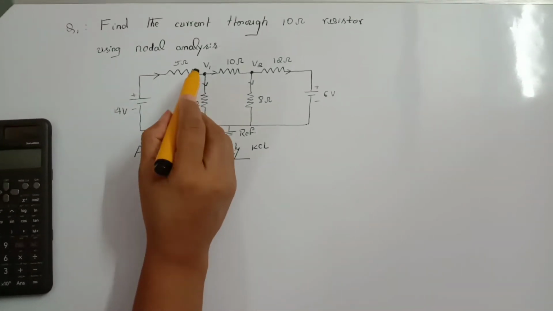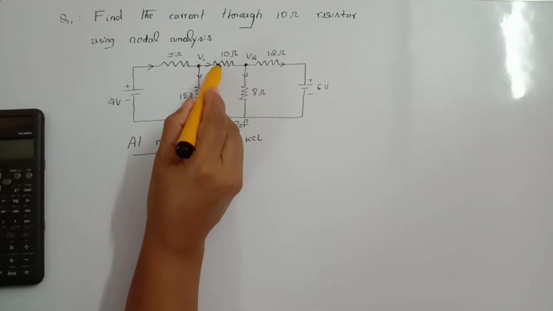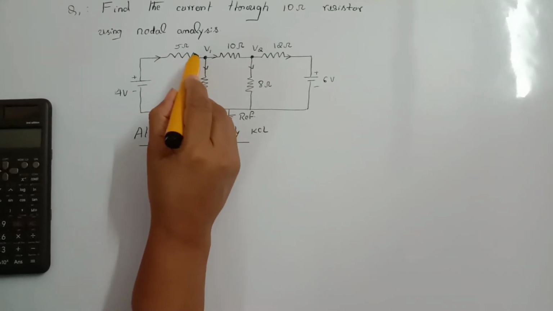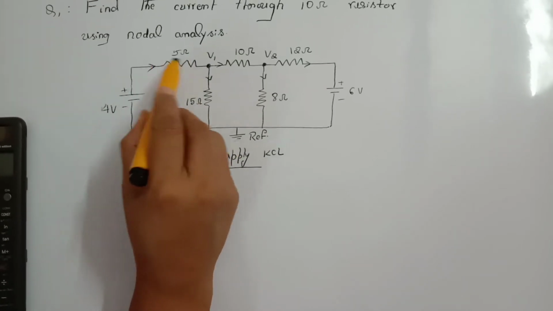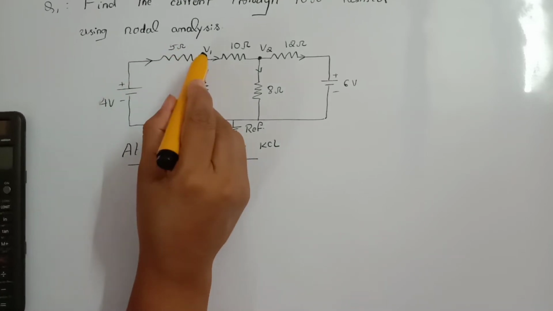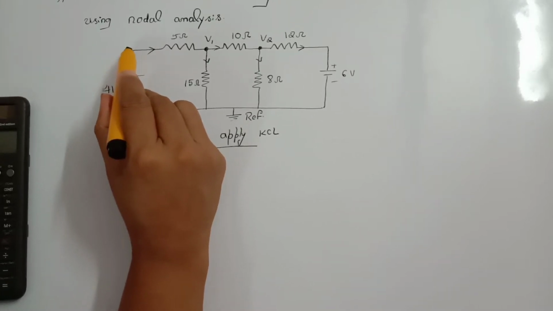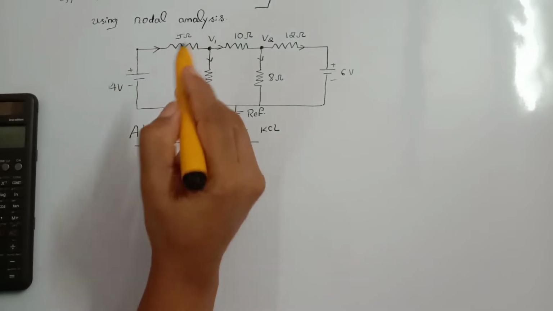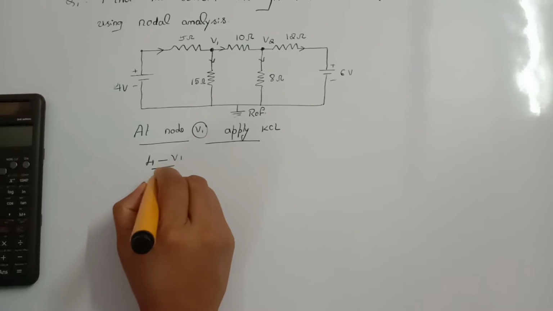At node V1, this current is entering and two currents are leaving. So KCL states entering current is equal to leaving current. Now what is the entering current here? This is nothing but the potential difference between the two points divided by the resistor value. So here it is 4 volt, here it is V1. Since the current direction is taken this way, it means this node is at higher potential than this node. So this potential is 4. So we can write that current as (4 minus V1) divided by 5.